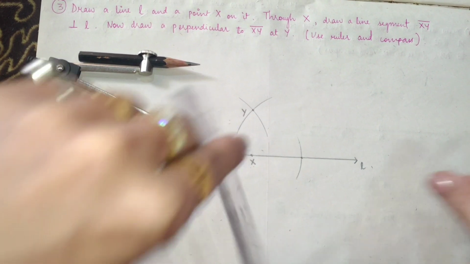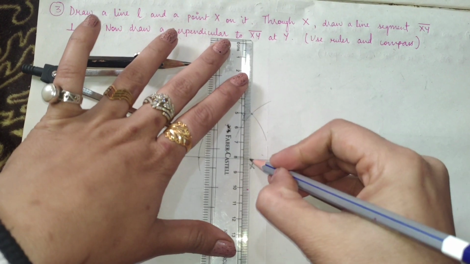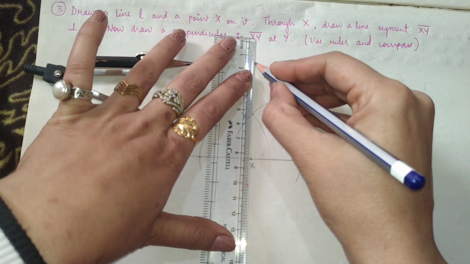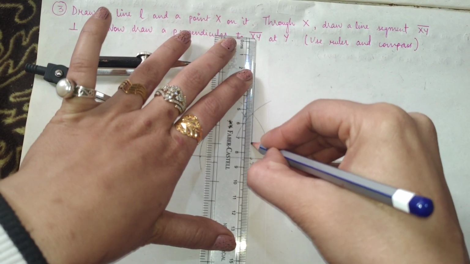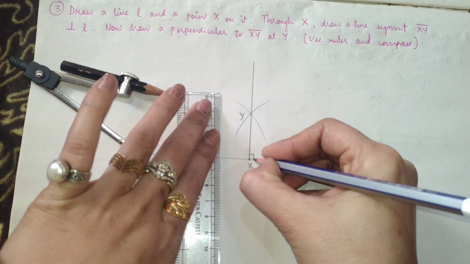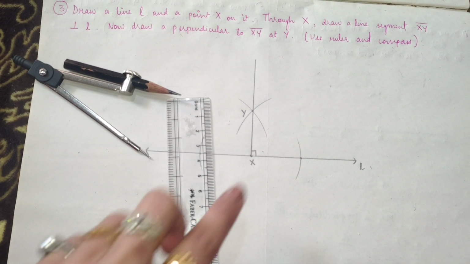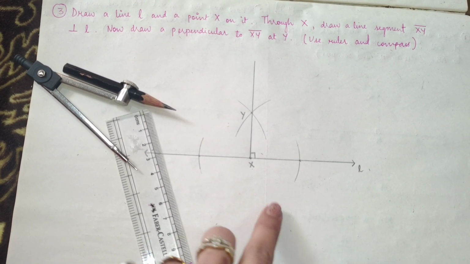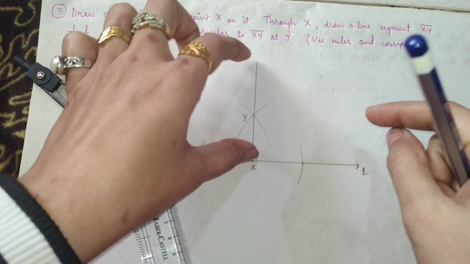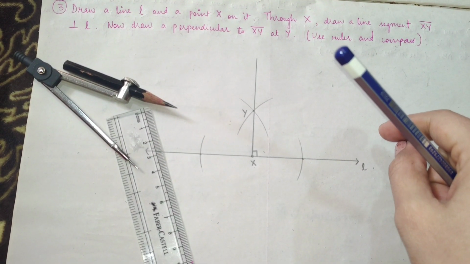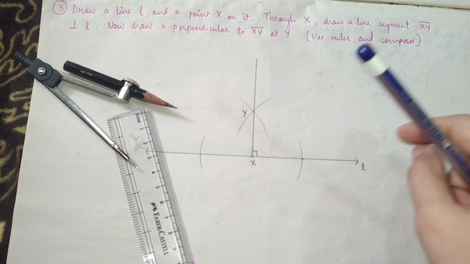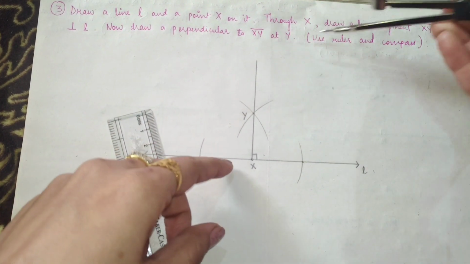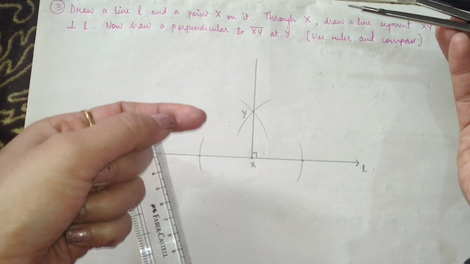Okay, then with the help of a scale, you will draw a line, either a dotted line or a straight line. This here is the sign of perpendicular, so I have drawn XY perpendicular to the line L. Okay, now in the second step, you are supposed to draw a line perpendicular to XY at Y. Okay, so repeating the same procedure, keeping your pointer at Y means that the line should pass through Y.